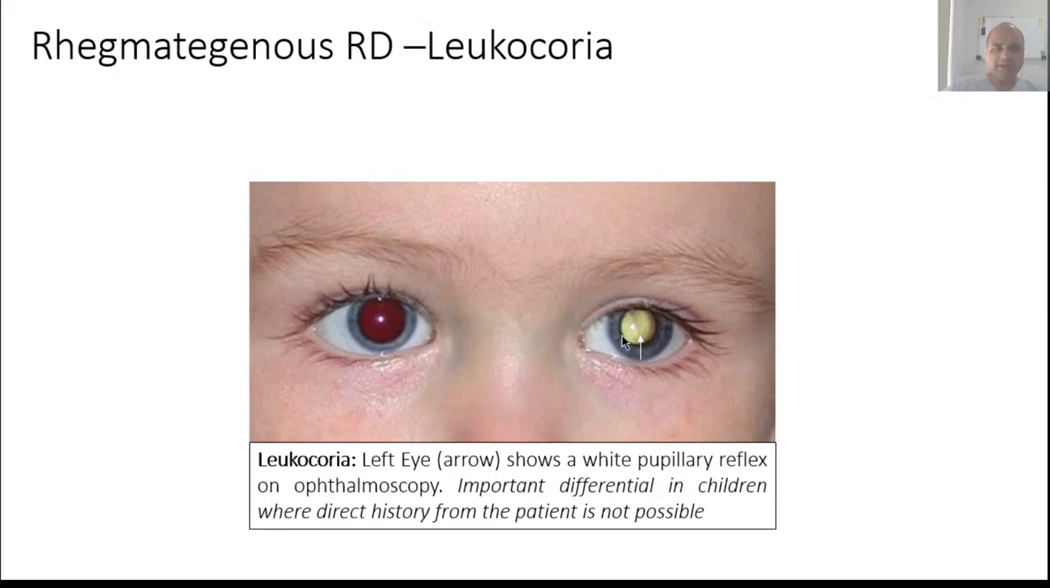This is how it appears, and again, this is a child whom we are looking at because, as I said, it's an important differentiating feature of several diseases that present with a white pupil or leukochoria in children. It is more important in children because children simply don't give a history, especially if they're preverbal. It's impossible to take a history from a child. So you're dependent upon whomever is bringing in the child, and even they themselves are not always sure as to what happened that brought about this condition, because most of the time the child could be not with the parents or the guardians. So an important differential, especially in children, is the white pupillary reflex, and one of the causes of a white pupillary reflex is regmatogenous retinal detachment.